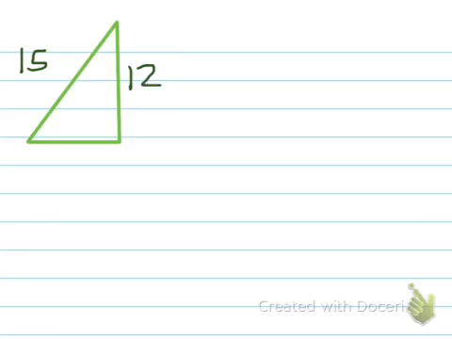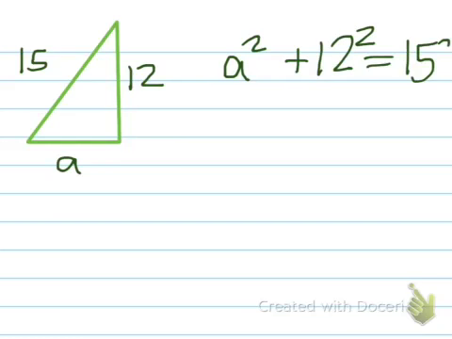One more example in this form. Now in this one we're going to be finding a instead. But we're going to set it up the same way using a squared plus b squared equals c squared. In this case, since a is missing, we will just have a squared, and then our b will be 12 squared, which is equal to 15 squared because our hypotenuse is 15.